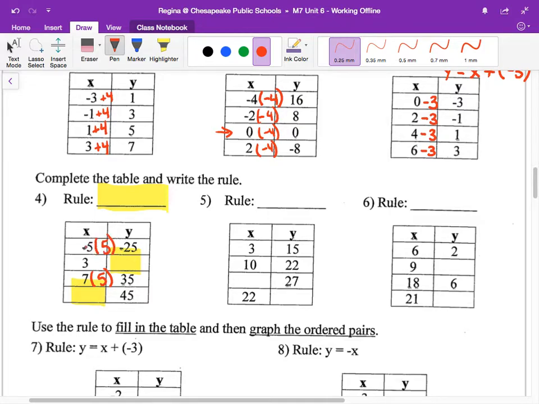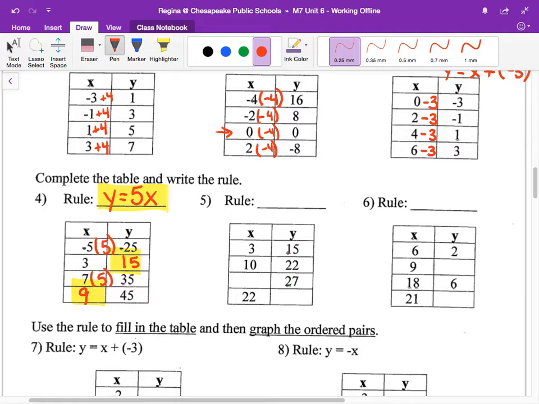So let's test it with this one. Yes. All right, -5 times 5 would be 25. So that looks like the rule is going to be y equals 5 times x. That's going to be a multiplicative relationship. Now let's finish the table. 3 times 5 would be 15. And then what number times 5 would give you 45? That would be 9. Okay.